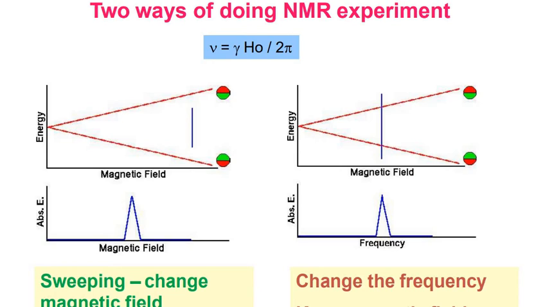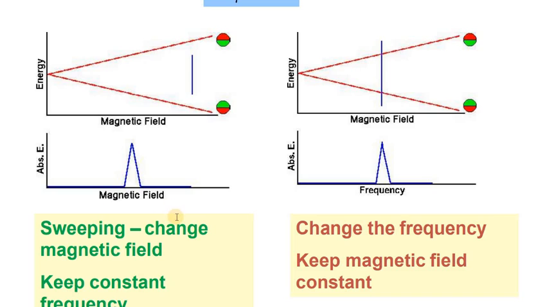Next come the two ways of doing an NMR experiment. As we have already discussed, we can change the magnetic field or we can change the radio frequency. Both can be changed, and this is shown here: in the first, the field is changed and the frequency is kept constant, and in the second, the frequency is changed and the magnetic field is constant. So in either way, by changing the frequency or by changing the magnetic field, we can get the signals.